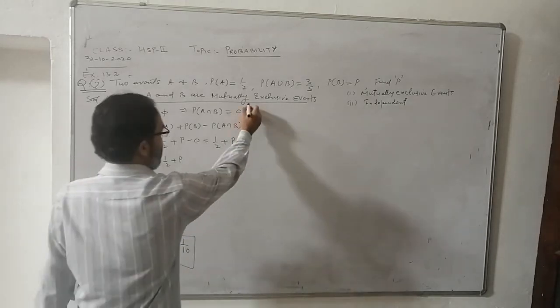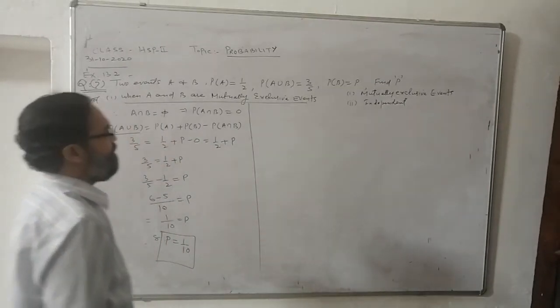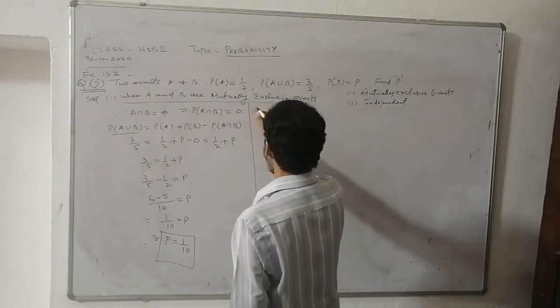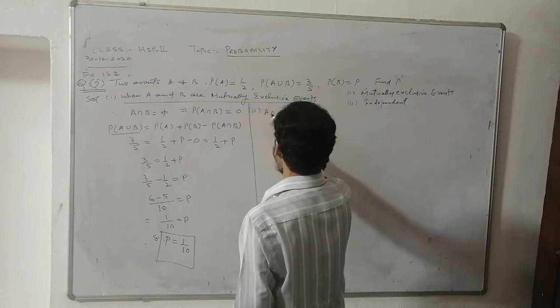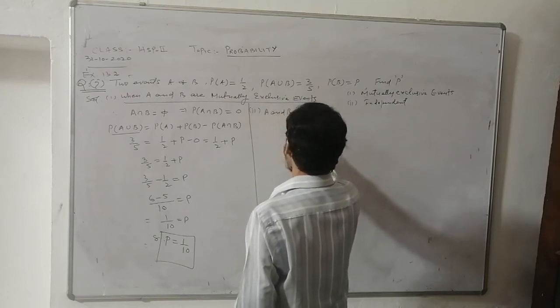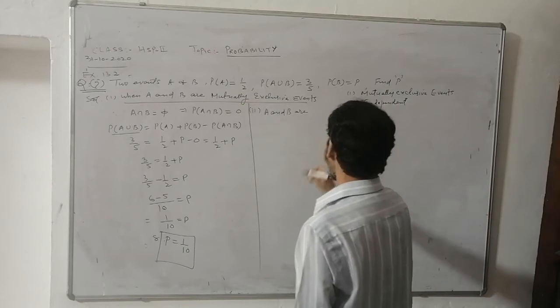Part second says A and B are independent.